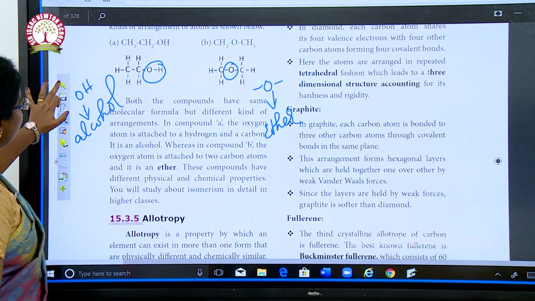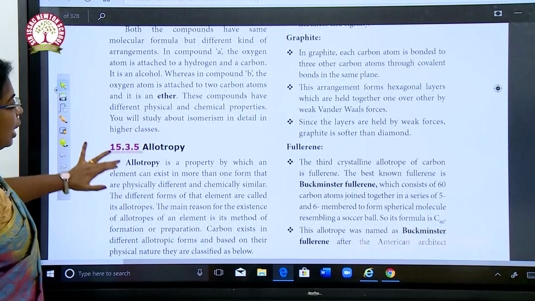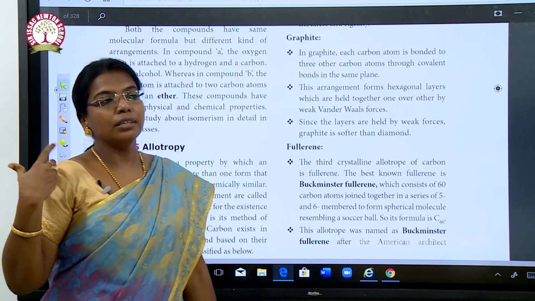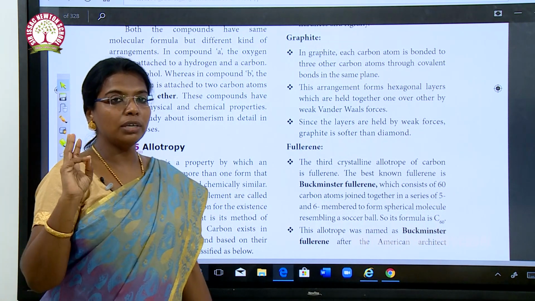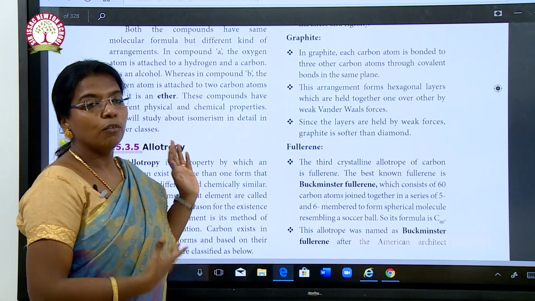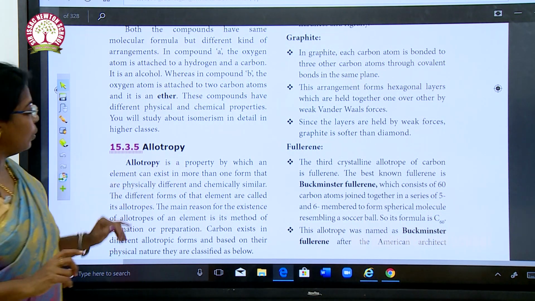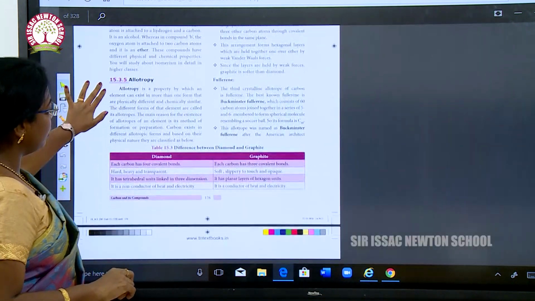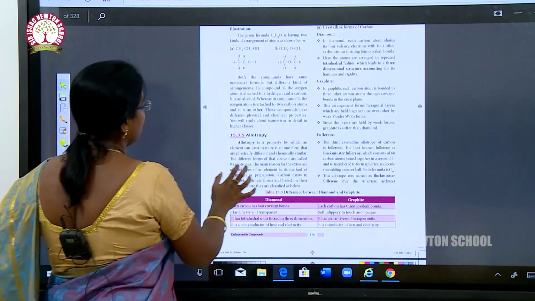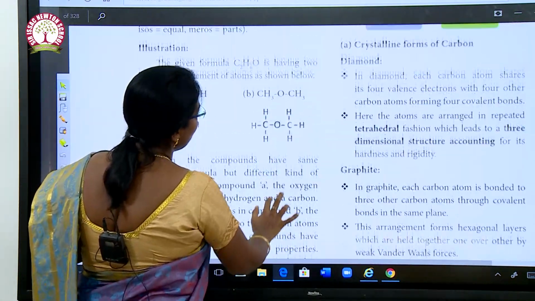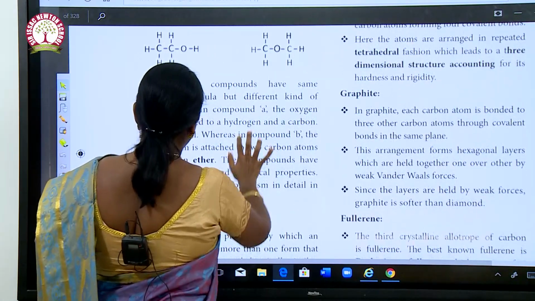So, we have seen the tetravalent character of carbon, and the single bond, double bond and triple bond nature of carbon. And next, the isomeric property of carbon. And next we are going to see the allotropic nature of carbon. So, what is an allotrope?